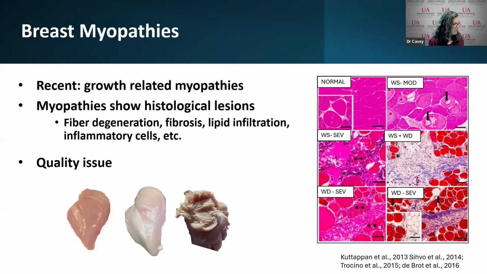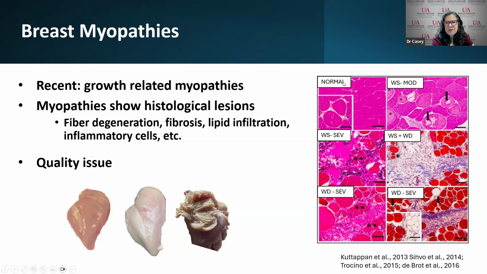Okay, moving on to myopathies. We've seen these in the last, I don't know, 10 or 15 years, well, at least 15 years, in the poultry industry. They're really growth-related myopathies. They show various histological lesions. So I've got some slides of histology over here on your right.